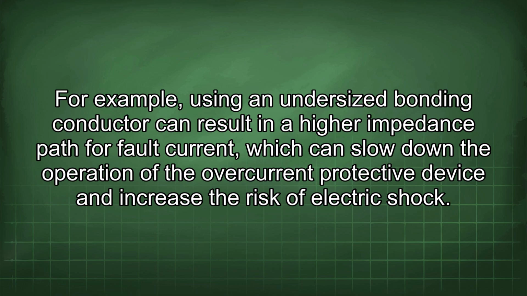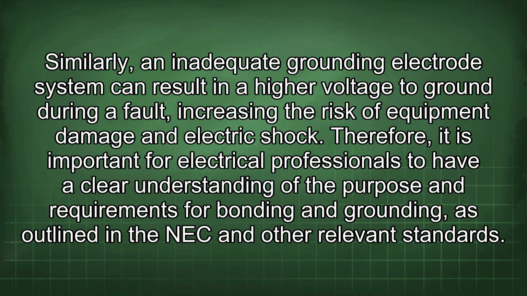For example, using an undersized bonding conductor can result in a higher impedance path for fault current, which can slow down the operation of the overcurrent protective device and increase the risk of electric shock. Similarly, an inadequate grounding electrode system can result in a higher voltage to ground during a fault, increasing the risk of equipment damage and electric shock.